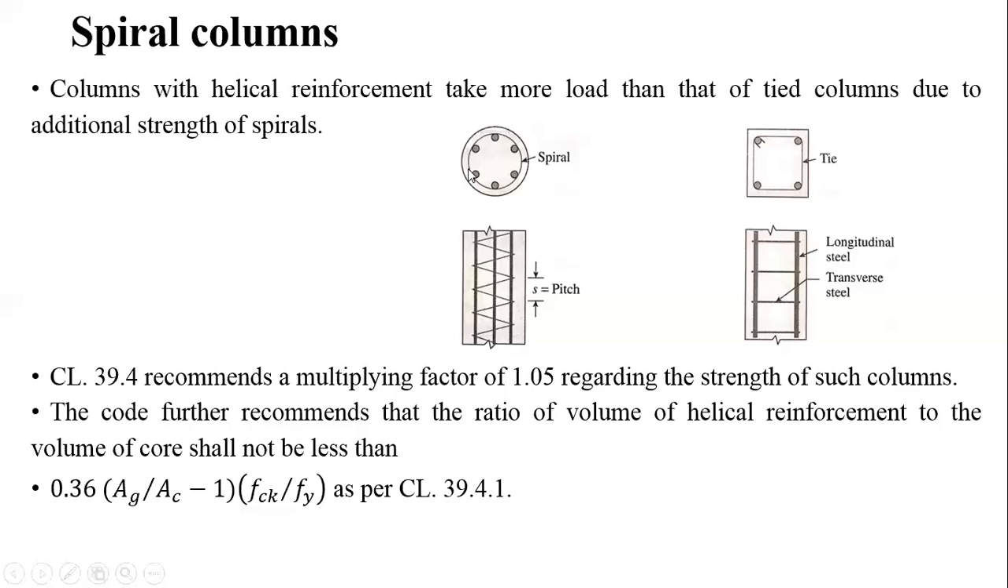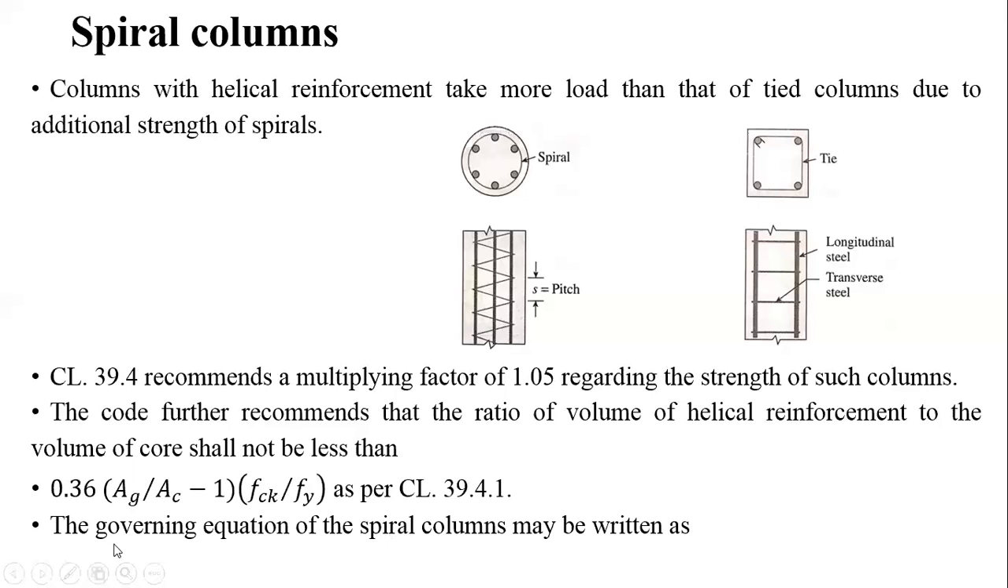You can take the distance from the outer of the spiral here to the outer of the spiral here, that is called your core. So this ratio, that is the ratio of the volume of helical reinforcement to the volume of core, shall not be less than this value as per clause 39.4.1. We will discuss the meaning of this. AG means gross area of concrete, AC means area of concrete only, FCK is the characteristic strength of the concrete, FY is the characteristic strength of steel.